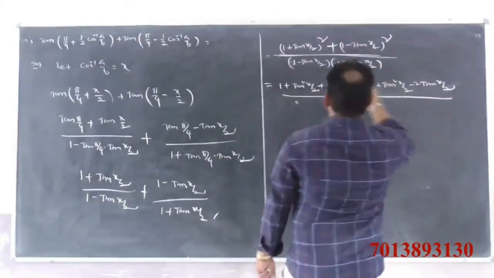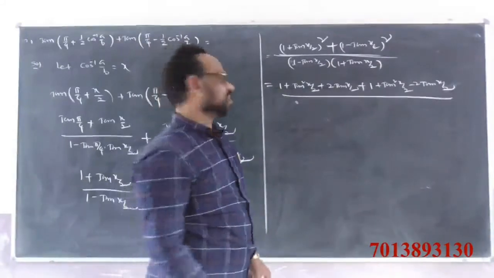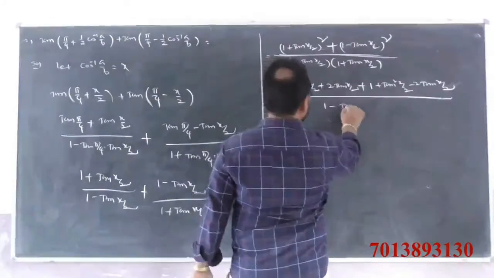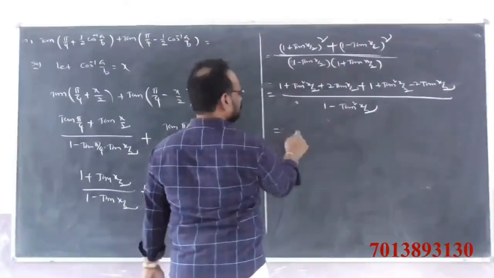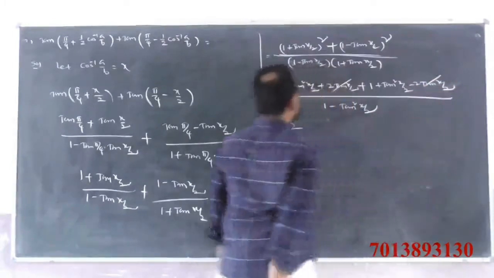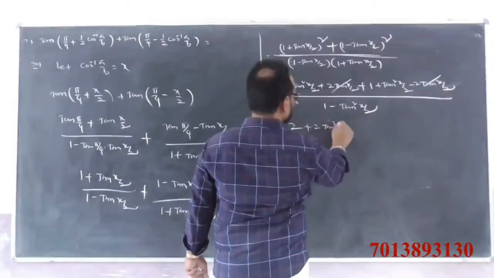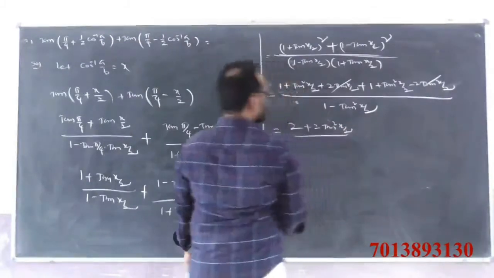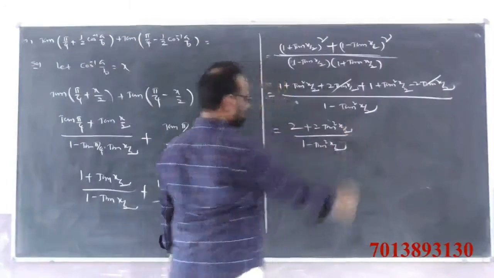But here it is in the form of a minus b into a plus b. A minus b into a plus b is clearly a square minus b square. We get 1 minus tan square x by 2. That is equal to 1 plus 1, clearly 2. 2 tan x by 2, 2 tan x by 2 get cancelled. Tan square x by 2, tan square x by 2 plus 2 tan square x by 2. But here 1 minus tan square x by 2.